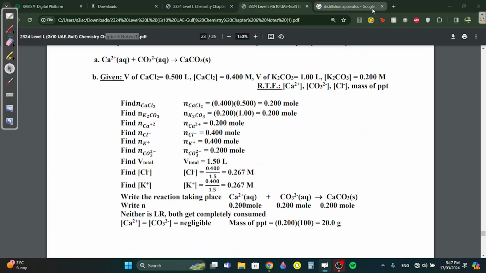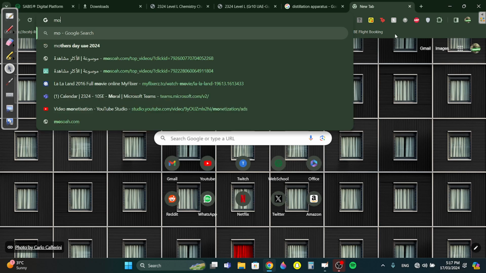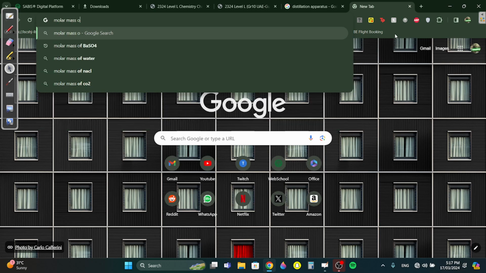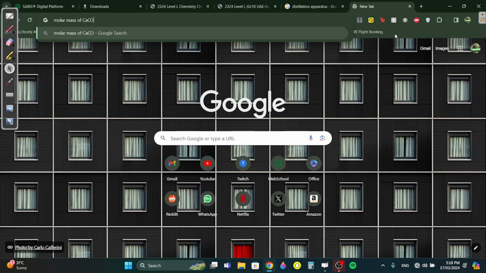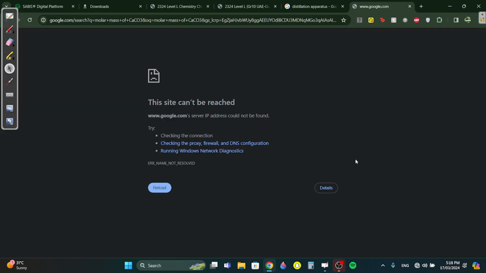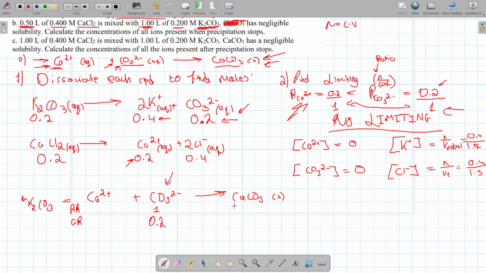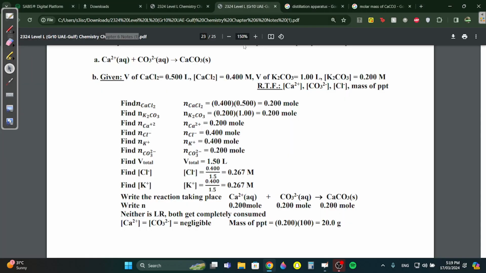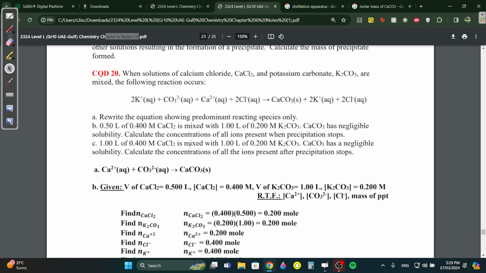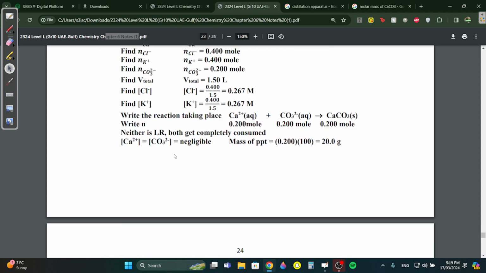I'll just get it from Google, the molar mass of CaCO3. Okay, the internet's back. It's 100. For CaCO3 it is 100. For the GR, we don't know what it is, X. Cross multiply, you get X equals 20 grams. Again, two significant figures. Okay, 20 grams.